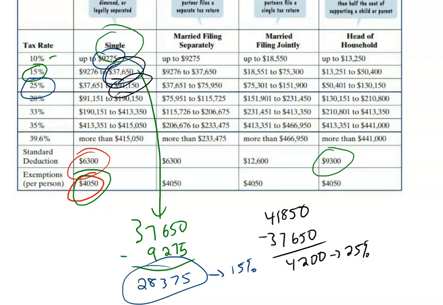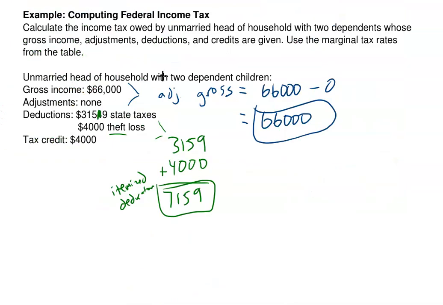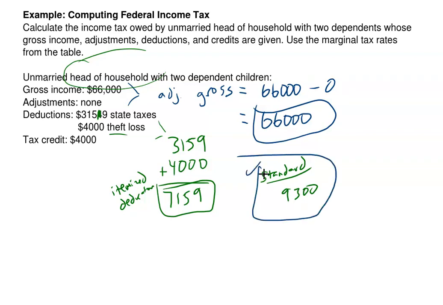So in this case, and let me make sure it's clear, we're looking at head of household here because that's what this problem said. This is head of household, so that's the column we want to look under. This is the itemized deduction. The standard deduction is $9,300. This is better, right? This is a better deal for us, so we're going to go with this one. We're not going to use this one.